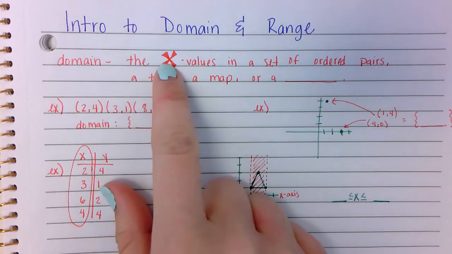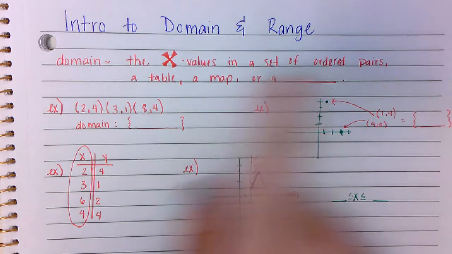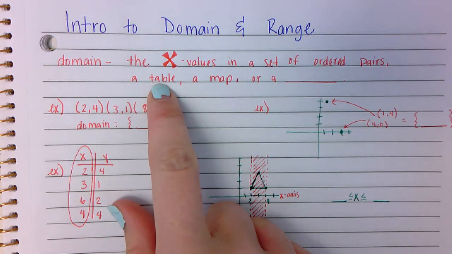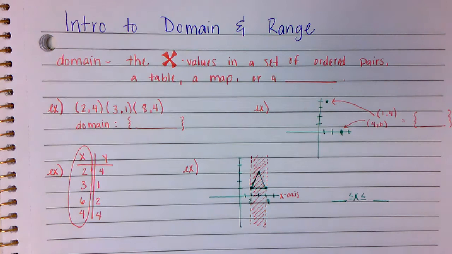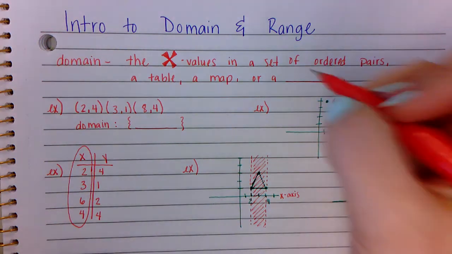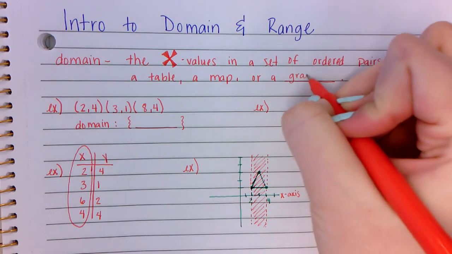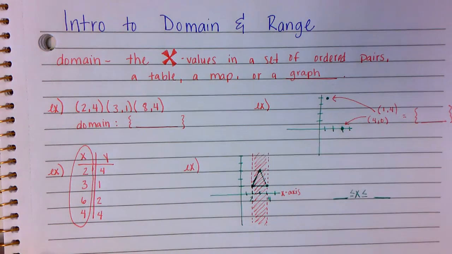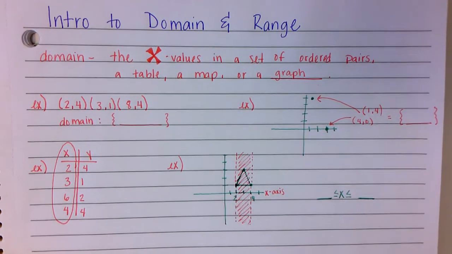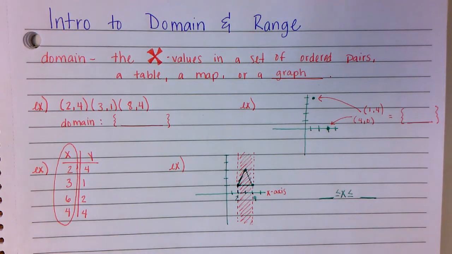Domain is all of the x values in a set of ordered pairs. It could be all of the x values in a table, all of the x values in a map, or all of the x values in a graph. So you're going to fill in a graph right there. Okay, so I'm going to show you the different ways that you can see this. And as I always say, if I'm going too fast or you need to pause the video while you're filling in your notes, feel free to do so at any time.